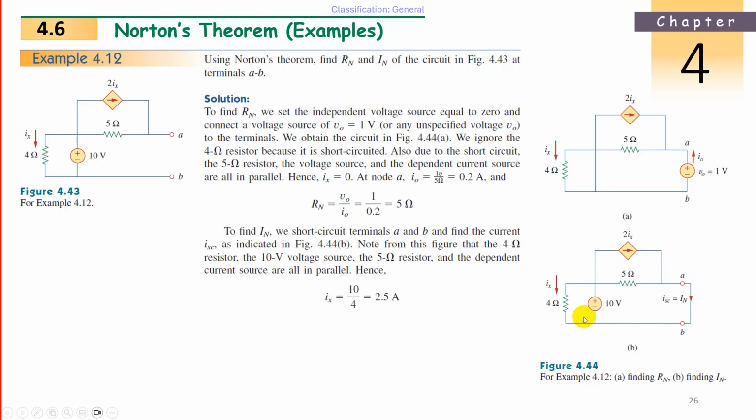So the 4 ohms, because it is short circuited, it is going down. So the 4 ohms, the 10 volt source, the 5 ohms and the 2ix are all in parallel. Just rotate this one like this. So it will go like this, meaning the 5, 10, 4 and 2ix are all in parallel. So ix is nothing but 10 divided by 4, because the same voltage will be there across all the branches. That is 2.5 amperes.